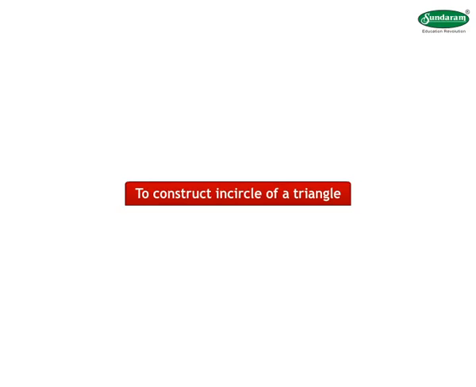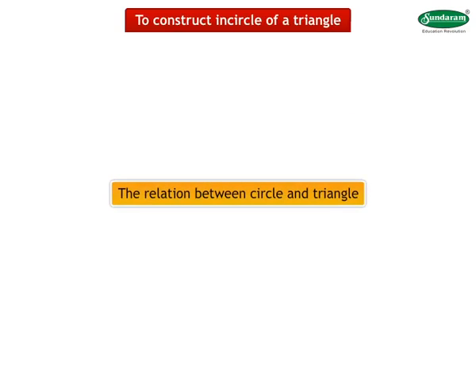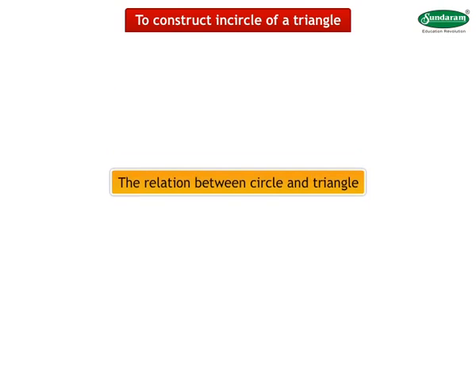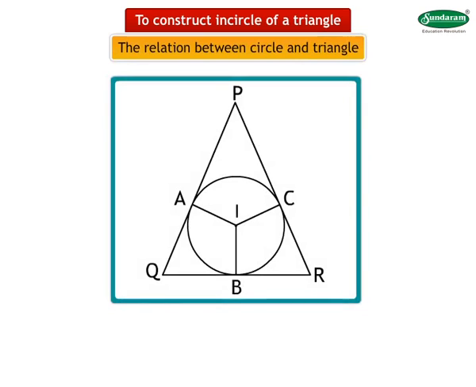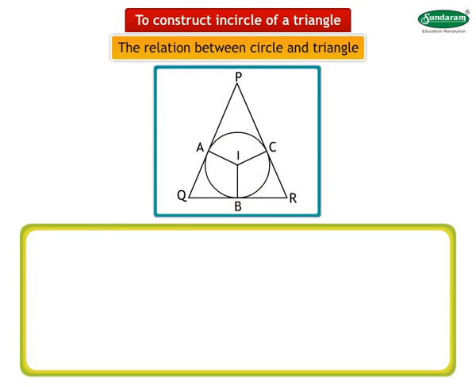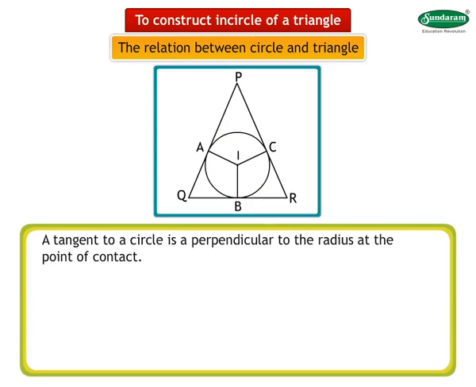Before we begin the construction, let's try to understand the relation between circle and triangle. Look at the figure. Here, the circle is touching each side of the triangle. Points A, B and C are points of contact. We know that a tangent to a circle is perpendicular to the radius at the point of contact.